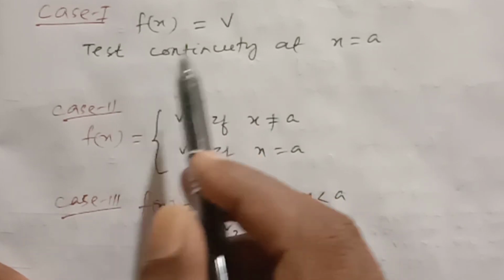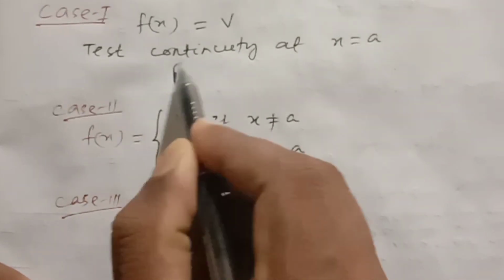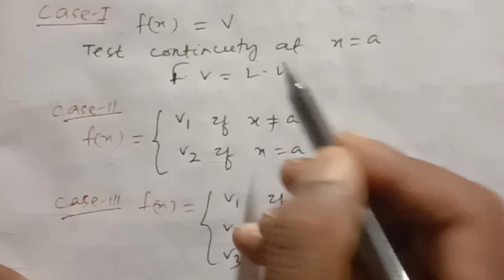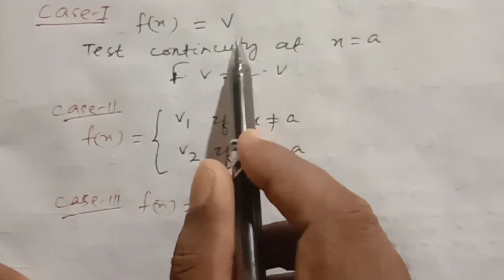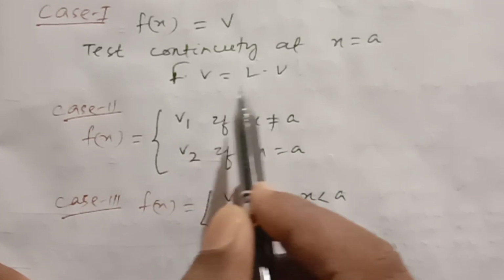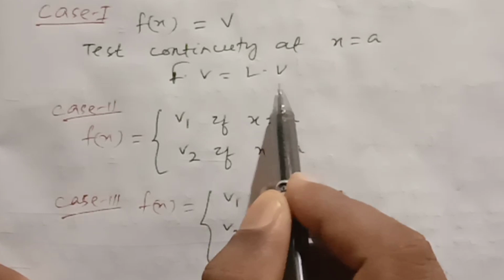So in order to test the continuity, you have to show the functional value is equal to the limiting value at that point. From the single value v you will find the functional value and the limiting value. The same function v will give you the functional value and the limiting value.